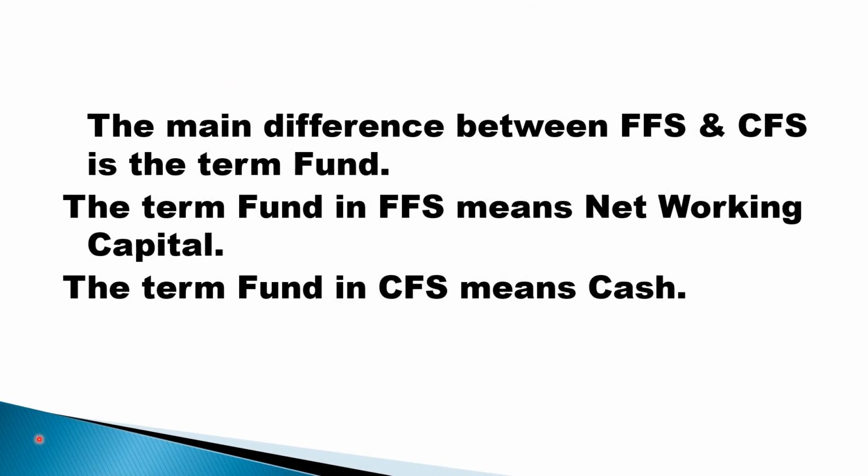So the main difference between FFS and CFS is the term fund. The term fund in fund flow statement means net working capital. It can also be called net current assets. How do you find the net current assets? CA minus CL. The term fund in cash flow statement means cash, bank and BOD.